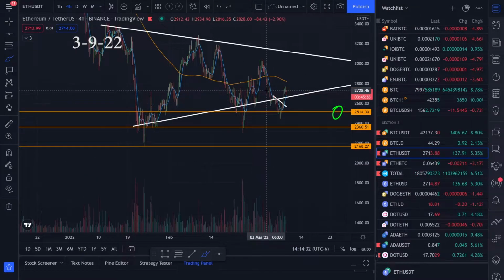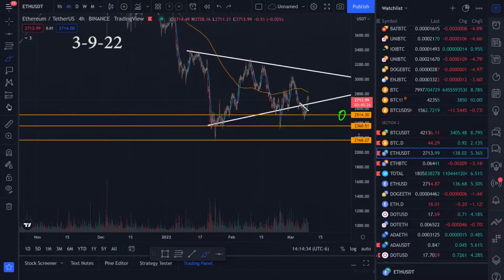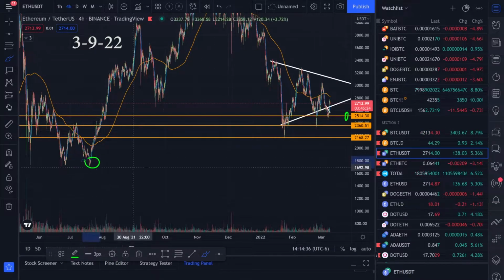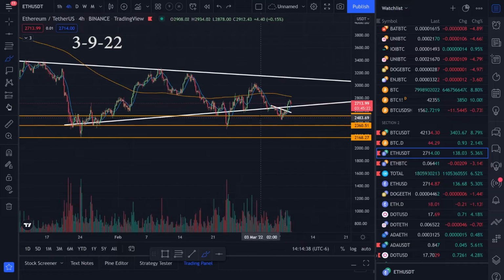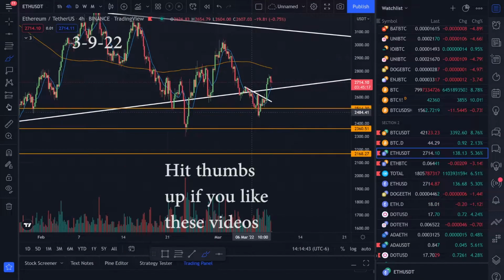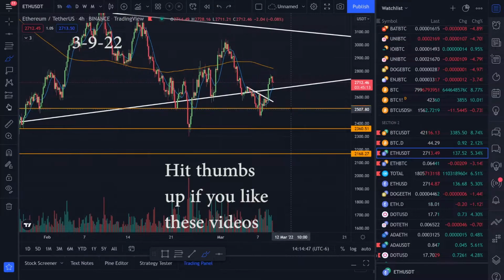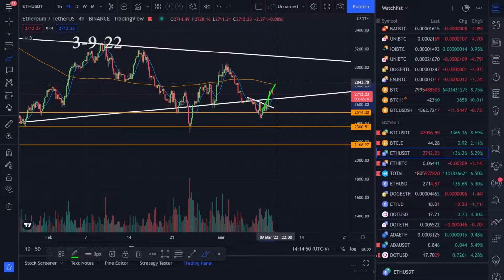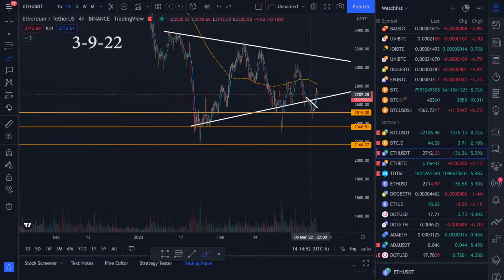I was saying it's possible that we don't have to come all the way down to this previous bottom around 1785, and hopefully maybe we can get a bounce on one of these orange levels. And actually, we came down, hit this first one, and got a bounce. So now what I'm kind of looking at is how far are we going to go up and what kind of resistance levels are we looking at now.